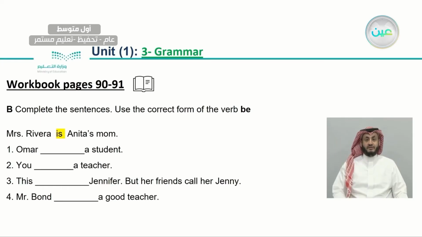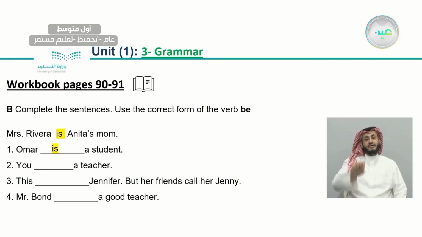Go to your workbook, page 90 to 91. B. Complete the sentences. Use the correct form of the verb be. Mrs. Rivera is Auntie's mom. Number 1, Umar, space, a student. Umar is a singular, right? So what is the verb of be that would be with Umar? For a singular, is. Great.